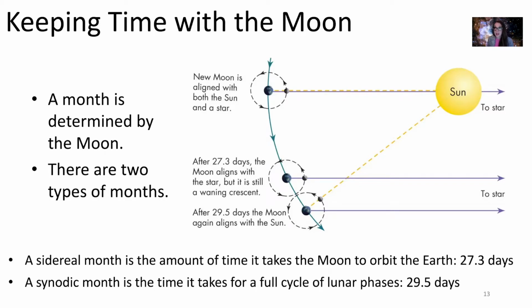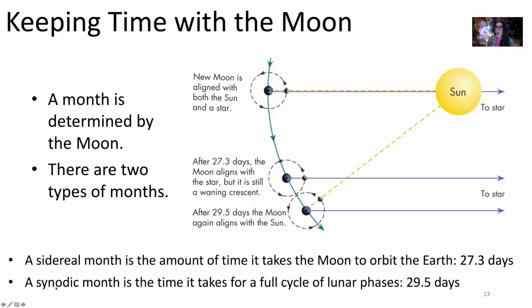Another way we can keep track of time is by tracking the cycle of the moon's phases. And you're probably all a little bit familiar with this already. But a month is defined literally by our moon. And there are two types of months. A sidereal month is the amount of time it takes the moon to orbit the Earth. And that's 27.3 days. Okay.